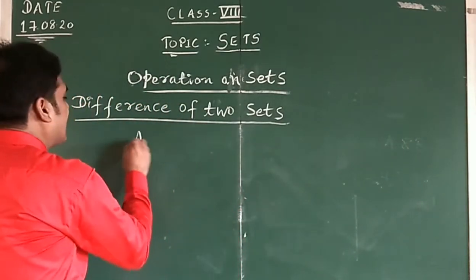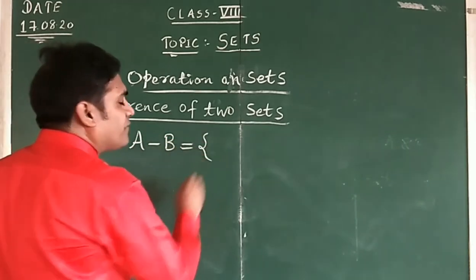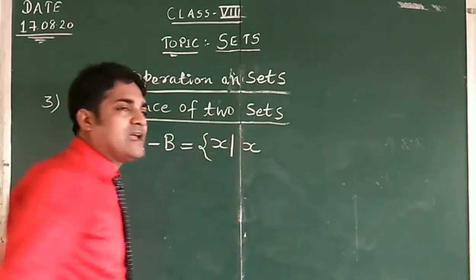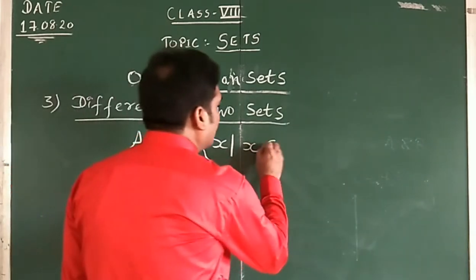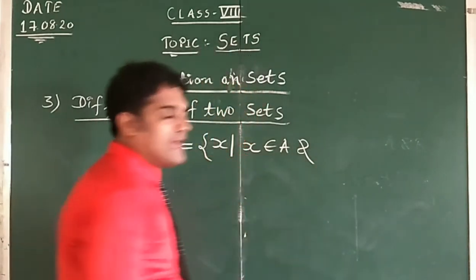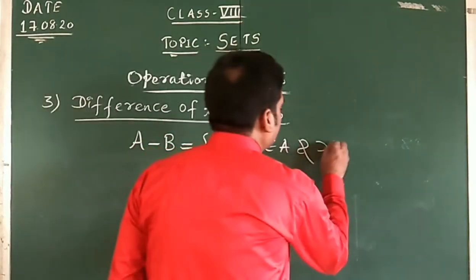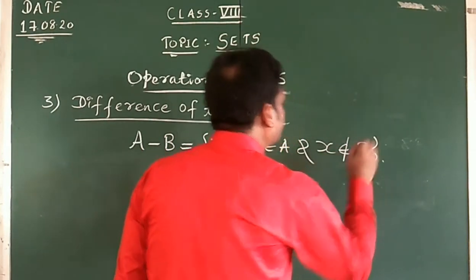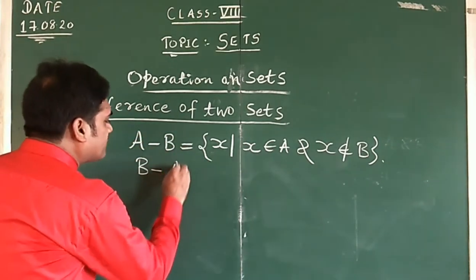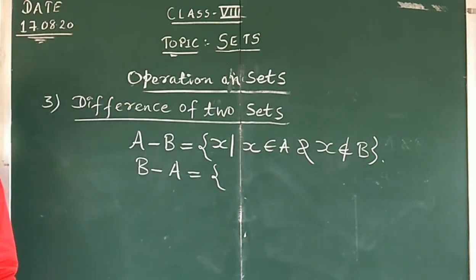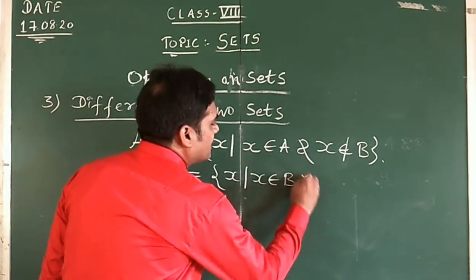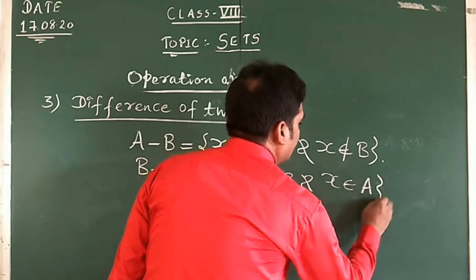So if A and B are two sets, the difference of sets is: x such that x belongs to A and x does not belong to B. This is your A minus B. Similarly, when you want to calculate B minus A, B minus A becomes x such that x belongs to B and x does not belong to A.